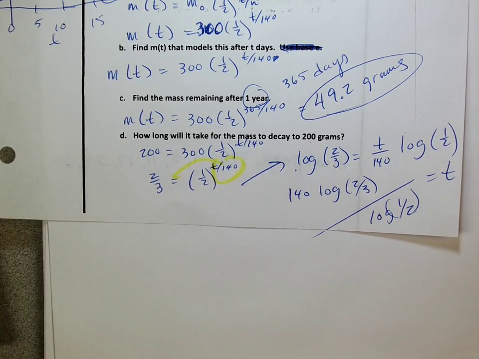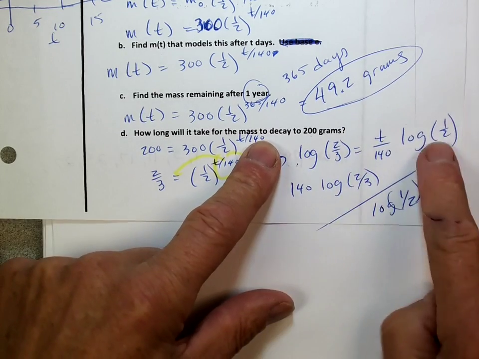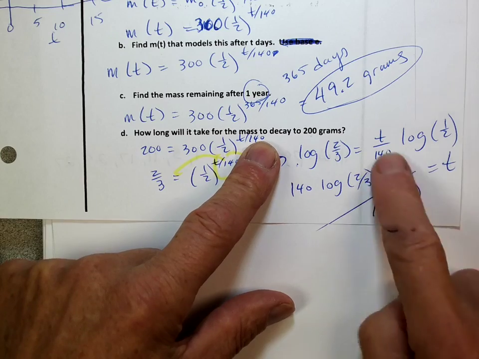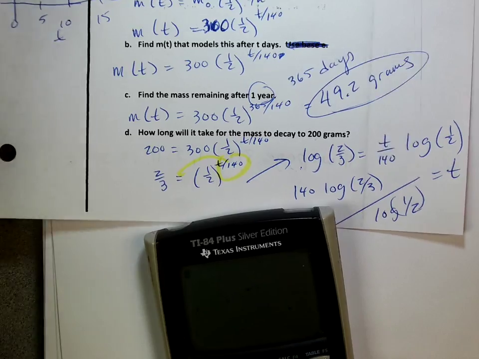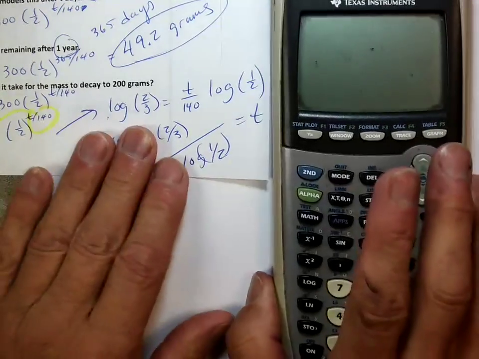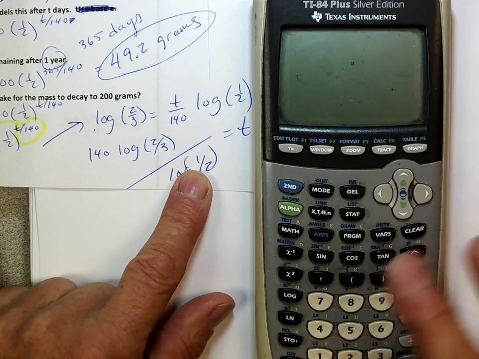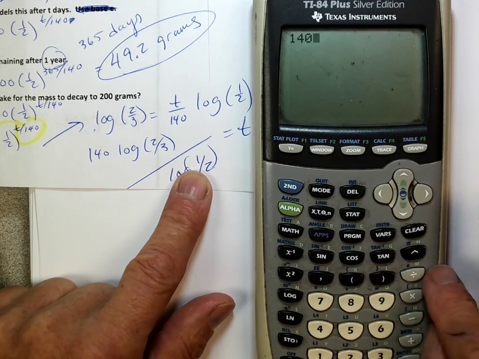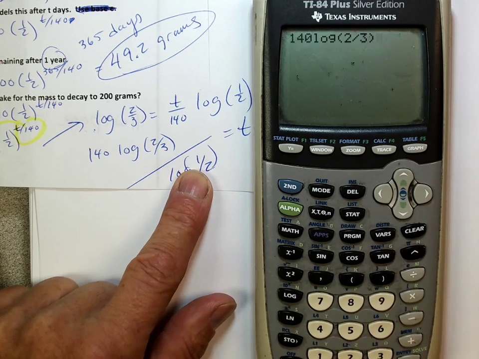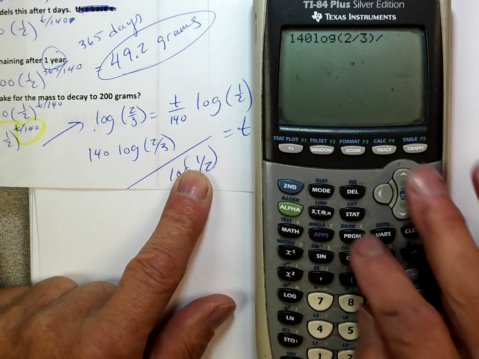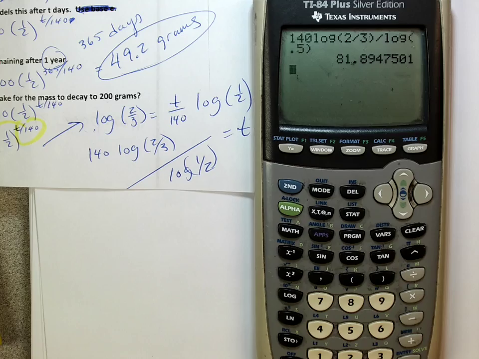Now, of course, I'm going to need to put that in my calculator. It's kind of a mess, but I multiply by 140 and divide by the log of 1/2. Everybody see that? Brought up the 140, divide by log of 1/2. Now I'm just going to use my calculator to get an answer. Let's put it so I can see it on the overhead. I'm going to go 140, log of 2/3, close the parentheses, divided by log of 0.5, and I get an answer of about 81.9.